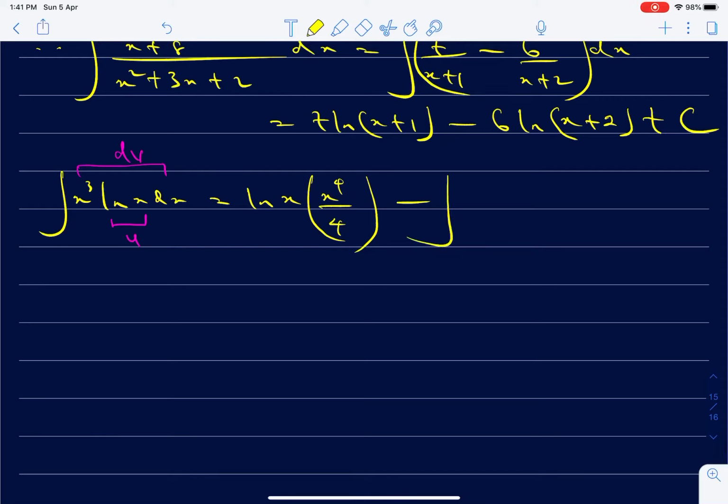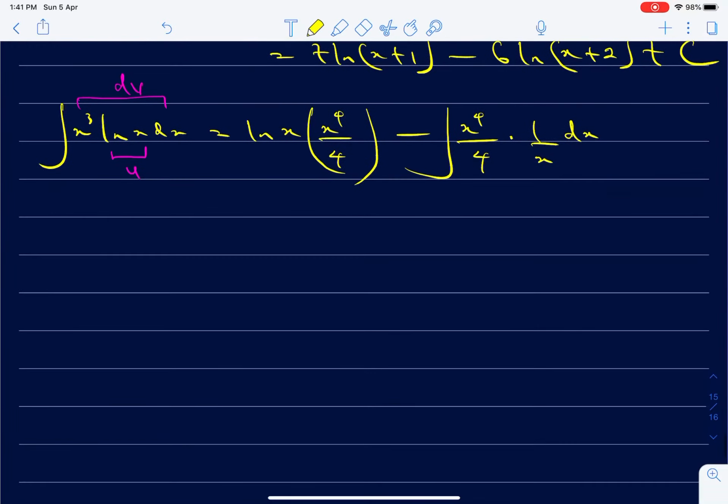minus the integral of v, which is x to the power 4 over 4, multiplied by the derivative of u, v du, and that multiplied by 1 over x dx. Du is 1 over x dx, and this simply means x to the power 4 over 4 ln x minus 1 over 4 multiplied by the integral of x to the power 4 divided by x, which is x to the power 3 dx.